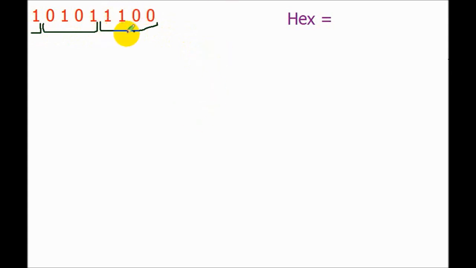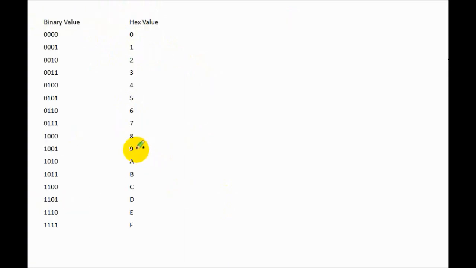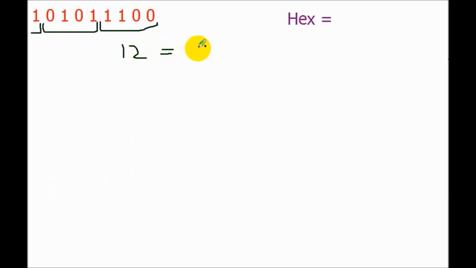Let's look at the first 4 digits of this number and work out the decimal value. We should be able to do this in our heads by now. We've got 8, we've got 4, we've got nothing and nothing. So 8 plus 4 is 12. I'm going to put a 12 under there. And in hexadecimal, how do we represent this 12? Let's go back to our table. So we've got 9, 10, 11, 12. It's the letter C. So I'm going to say 12 equals C.